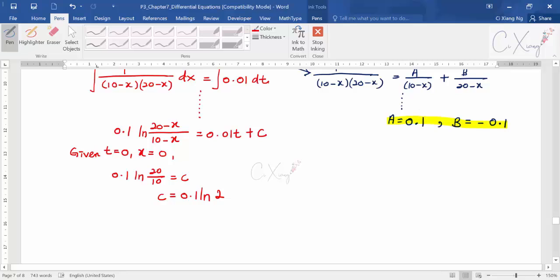Then you need to think of a way to rephrase your equation to become x in terms of t. I will use some other color here. To rephrase it, I put in the value for c first.